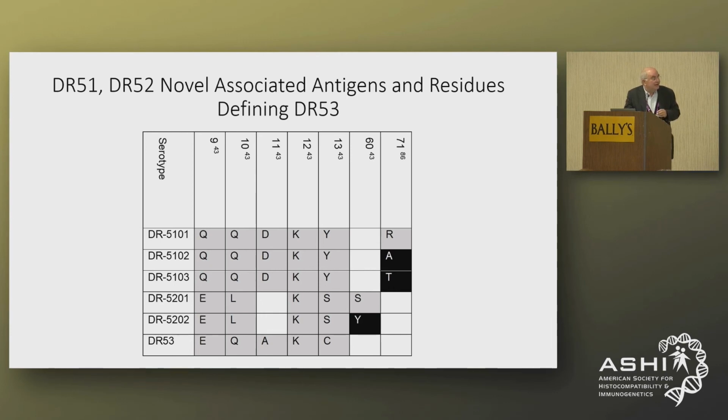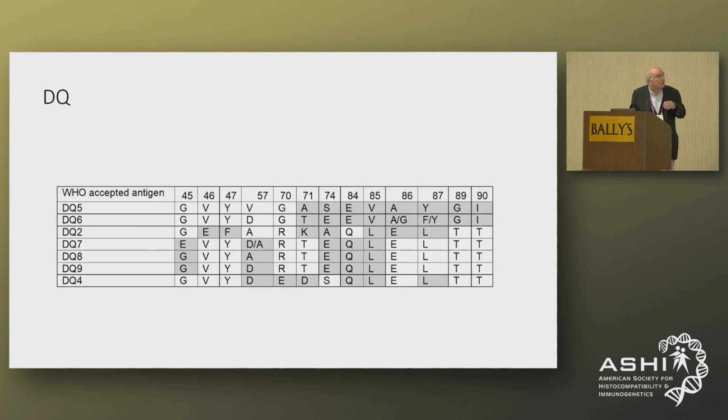And you can see, for example, the DR52 into 5201 and 5202 that you often see with your sera, that actually using residue 60 comes better to distinguish these two splits of DR52. We didn't go much in detail for DQ as currently defined because we think there is more work and would like to see the splits.